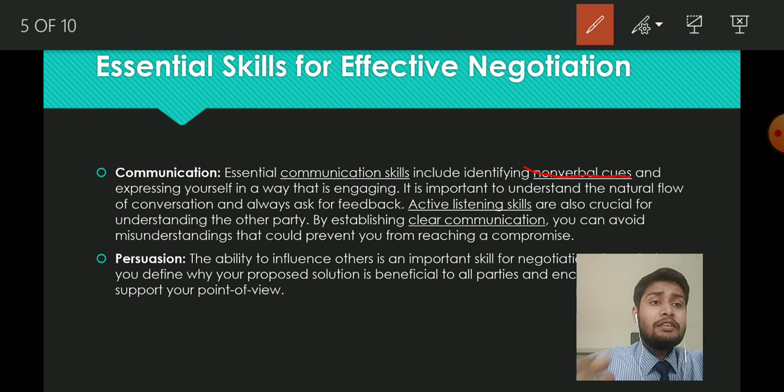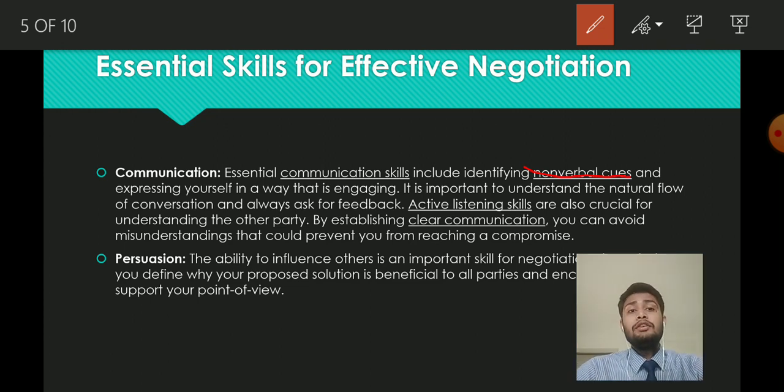There are times when your opponent or the other party gives a statement and you might miss it, and that would have been an opportunity for you to come back on it. So that opportunity could be missed if you're not listening actively.